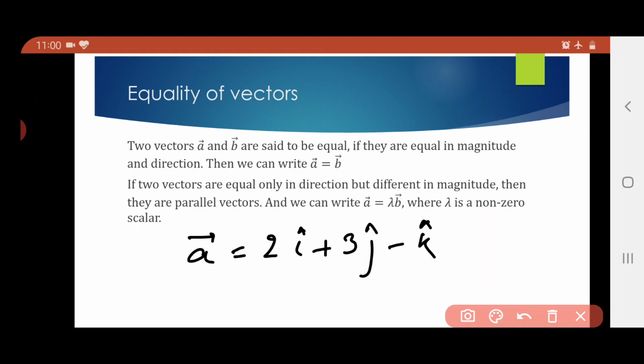k cap, and b vector is taken as 4i cap plus 6j cap minus 2k cap, then obviously I can see that B vector is basically twice the A vector, and therefore I can say that B vector is parallel or collinear to A vector. Fine. So that's how we deal with the idea of equality of vectors.